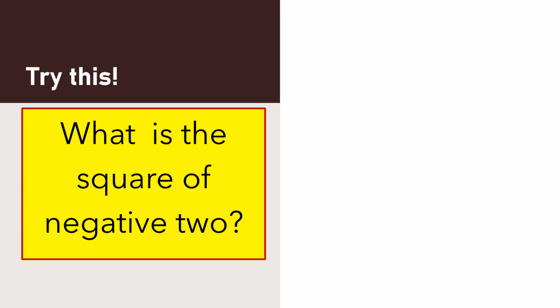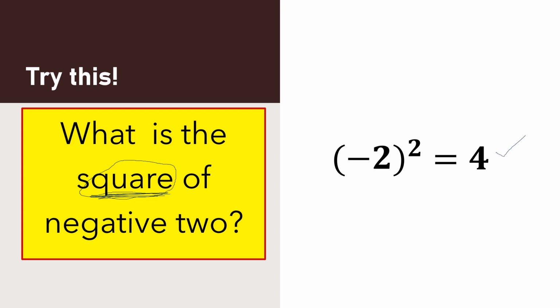Next, we have: what is the square of -2? This time we are asked about the square. We are missing the word root. It means that we have to multiply the number by itself twice. So that is the expression: -2, the quantity squared. -2 times -2 is +4. So this is the answer to this question.